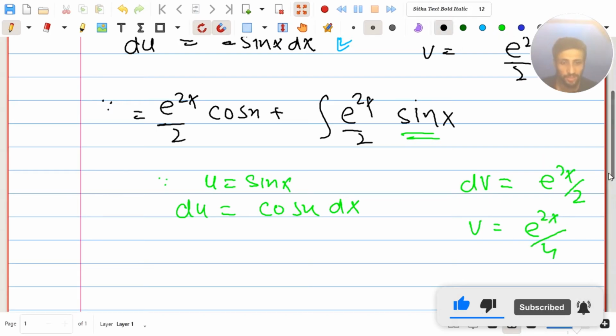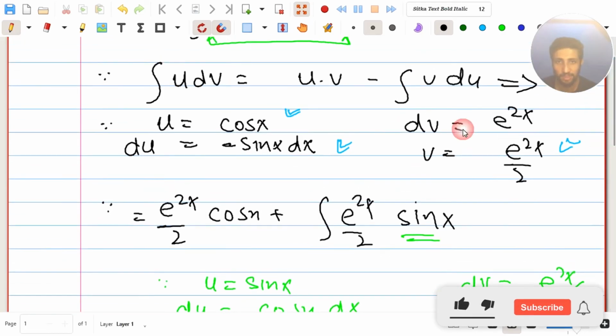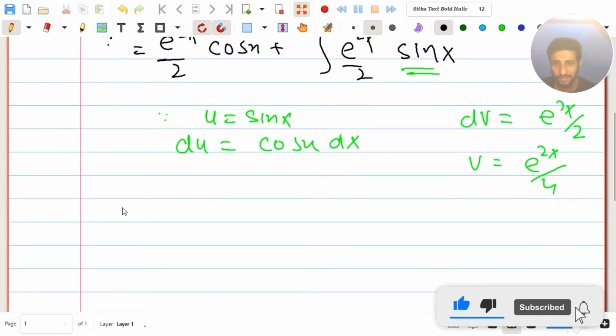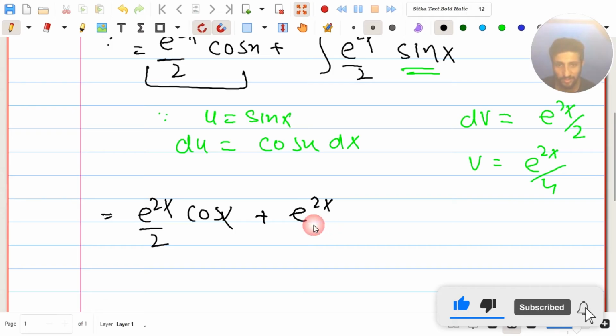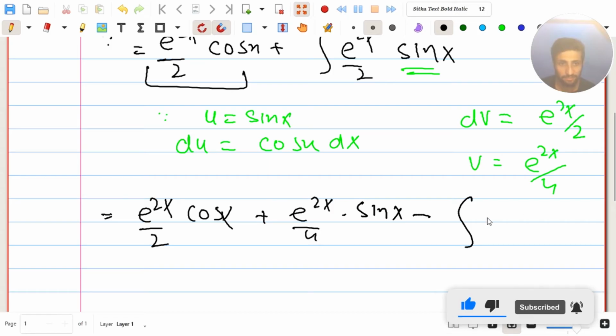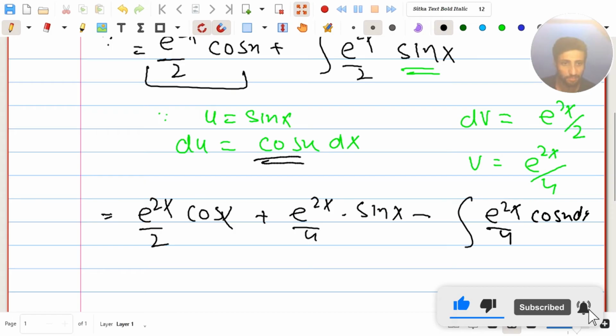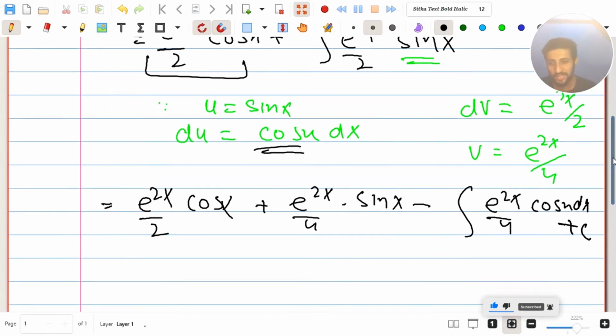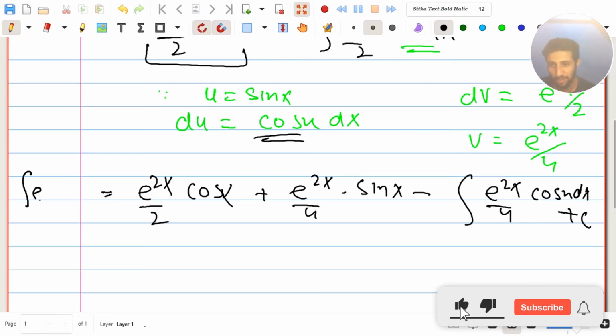Now you just need to plug in the values again in this integration by parts formula, and you will get e to the power 2x divided by 2 into cos of x, this part over here, plus e to the power 2x divided by 4 into sine of x, this is uv, minus the integration of e to the power 2x divided by 4 into du, that is cos of x dx, plus c.